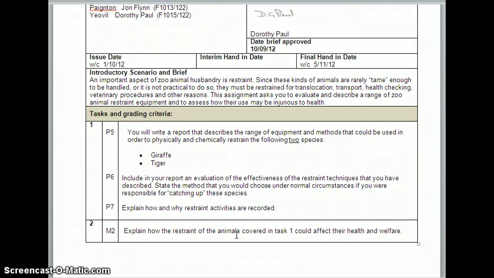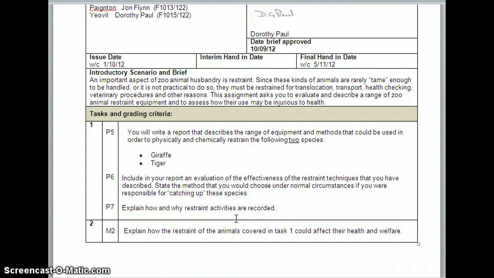Remember that you need to evaluate each of the restraint techniques that you have described. So you need to say whether the physical restraint for the giraffe is good, what parts of it are good and what parts of it are potentially dangerous and possibly bad. So remember, you need to do a true evaluation. So that's both good and bad points.